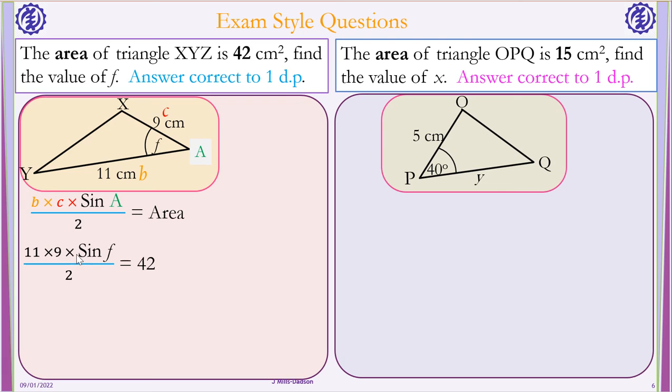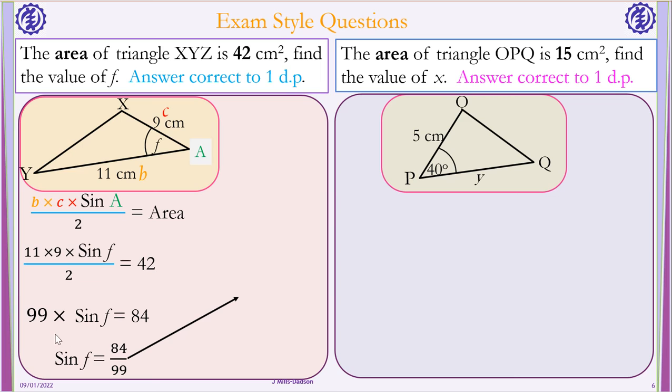11 times 9 times sine of F, or sine of A, because we don't know it, all over 2 equals 42. So you replace all the information: area is 42, B is 11, C is 9, sine A is sine F, because I don't know the angle. Multiply through by 2 first to take the 2 off. So you're going to have 99 times sine F equals 84. 11 times 9 is 99. Divide through by 99.